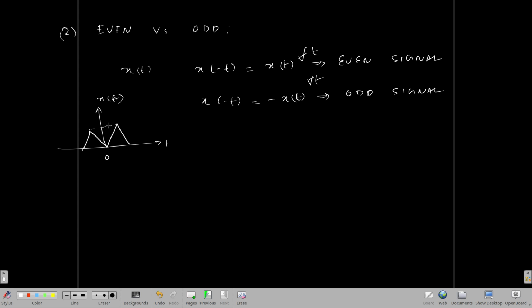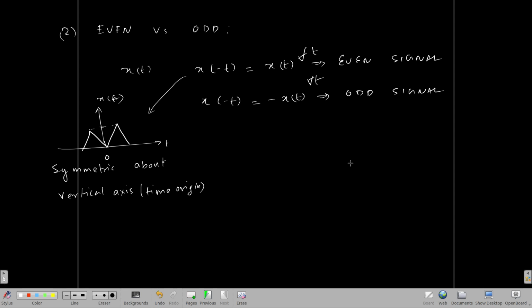Mind my drawing, consider this is the same thing here. That is, this signal will be like a mirror reflection on the vertical axis, right? This will be symmetric about the vertical axis, or the time origin. This is an even signal.